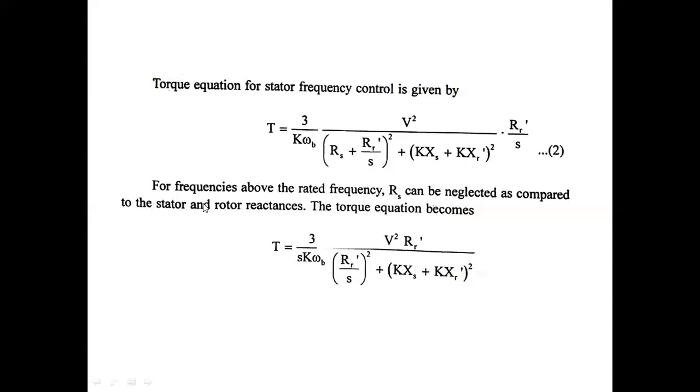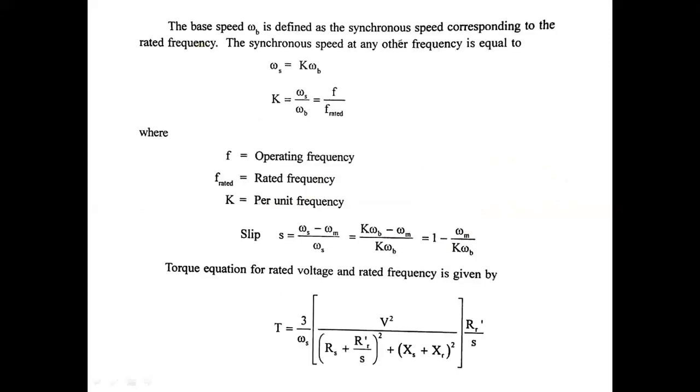Here I write one statement: if the frequency is above rated frequency, that is high frequency, Rs can be neglected compared to the stator and rotor reactances. High frequency operation means this frequency is greater than the rated frequency, so the numerator is higher than the denominator and k is greater than 1.